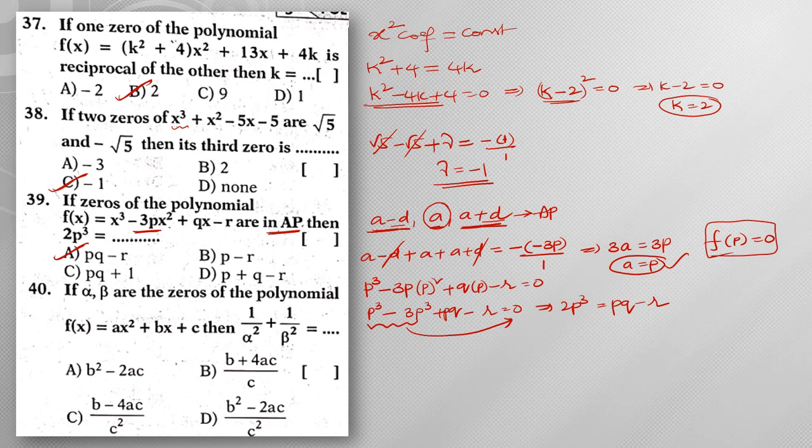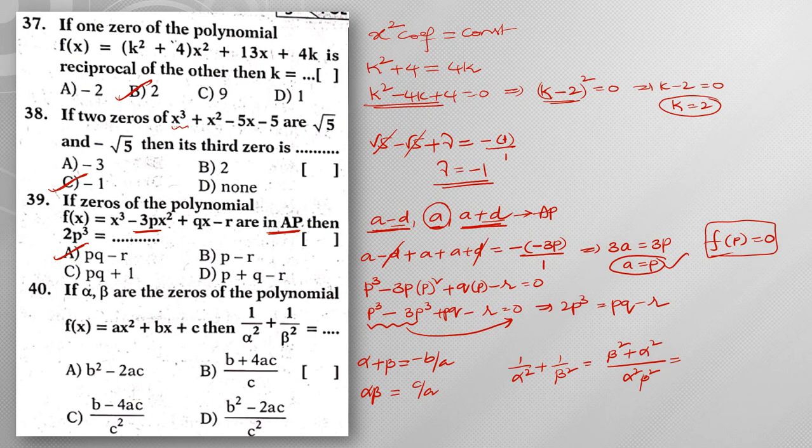If alpha, beta are the zeros of the polynomial f of x is equal to ax square plus bx plus c, then what is 1 by alpha square plus 1 by beta square? So from that, I can write the sum of zeros, alpha plus beta, is equal to minus b by a, and the product of zeros, alpha into beta, is equal to c by a. Now what did he ask? 1 by alpha square plus 1 by beta square. By taking LCM, it will be alpha square into beta square, and then in the numerator beta square plus alpha square.